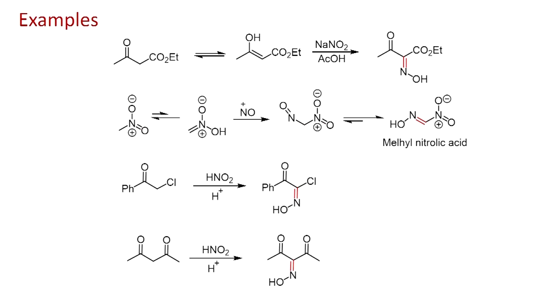Some more examples are given in this slide. If you look at this 1,3 dicarbonyl compound, when you react with HNO2 in acidic medium, you will be able to form this oxime. As we have just seen, this 1,3 dicarbonyl compound in acidic medium can also exist, as you can see here, as an enol. Once you have the enol, it can readily undergo reaction.